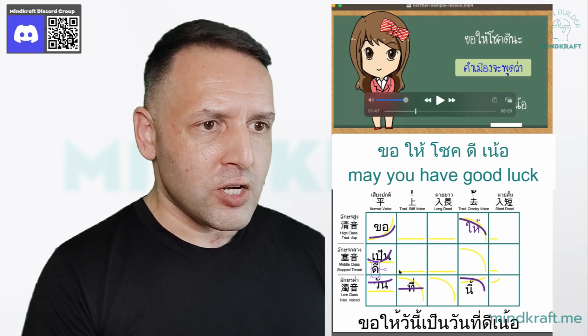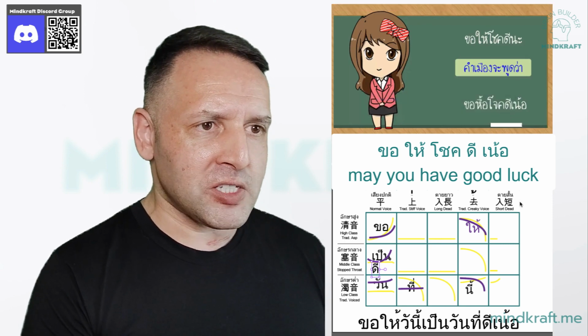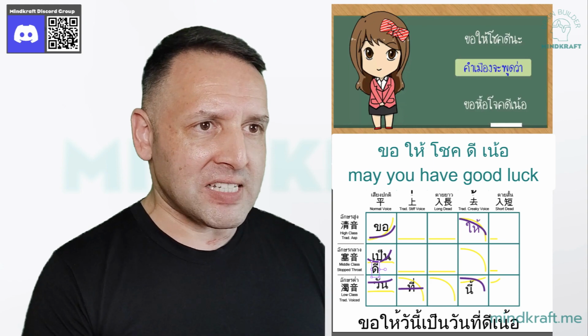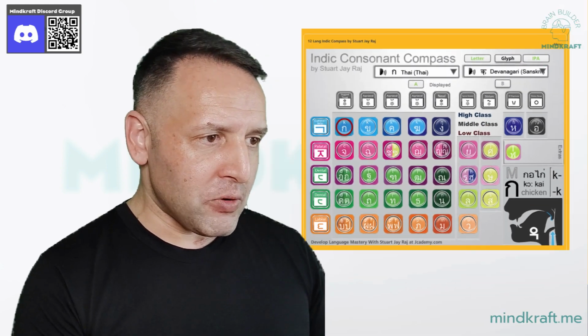Okay, so we have khor already, hue we have already, jok. Now this is an interesting one. Notice how they've used this jaw jaan, but it's actually chalk. They've written chalk. Why? Because remember what I said?